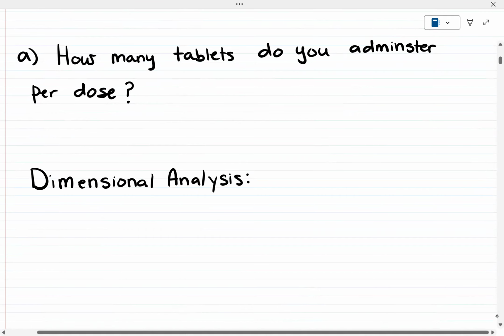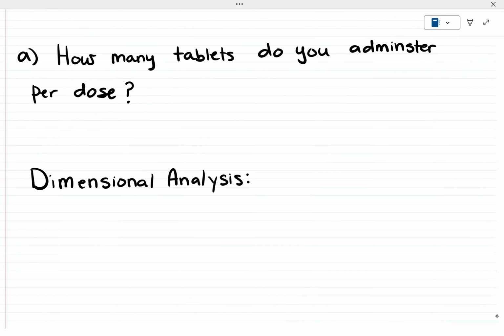So do we have to convert anything? Let's see, we were given 0.5 grams of PO, and availability is one tablet. So our final unit should be in tablets, right? I think we have to convert it to mg first, because we are given 0.5 grams and for one tablet there's 250 milligrams. So we do have to do a double conversion.